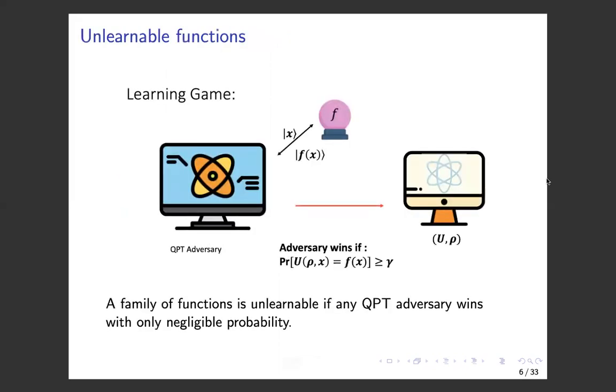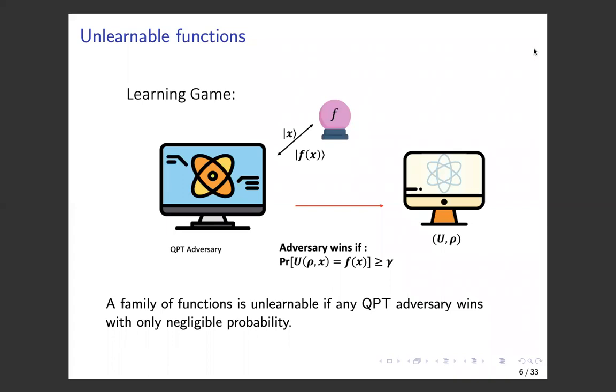So what's an unlearnable function? Consider a learning game where we have a quantum polynomial time adversary, and we have the functionality it wants to learn as a black box. The adversary can query this black box polynomially many times and get responses. Afterwards, it produces a program that it claims computes the function. This program, we can consider as consisting of a unitary and a possibly mixed state. Then the challenger tests whether this program evaluates to the original functionality with a large enough probability.